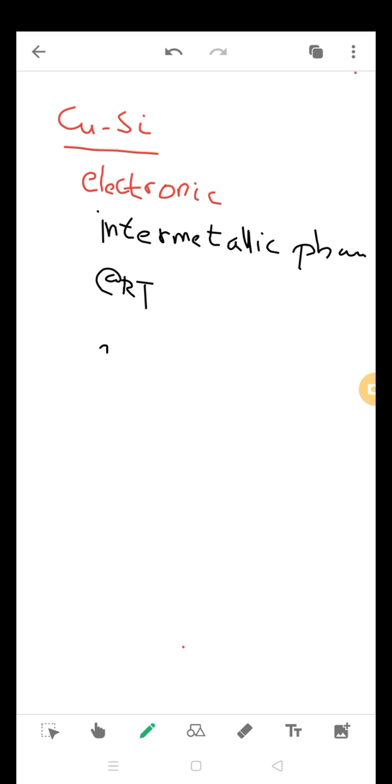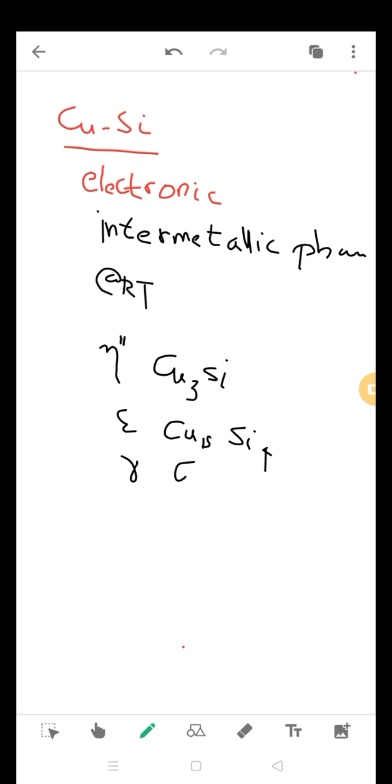One is eta double dash, basically eta double prime, which is Cu3Si. Then we have the epsilon phase, which is Cu15Si4. And then we have a gamma phase, where we have Cu5Si.